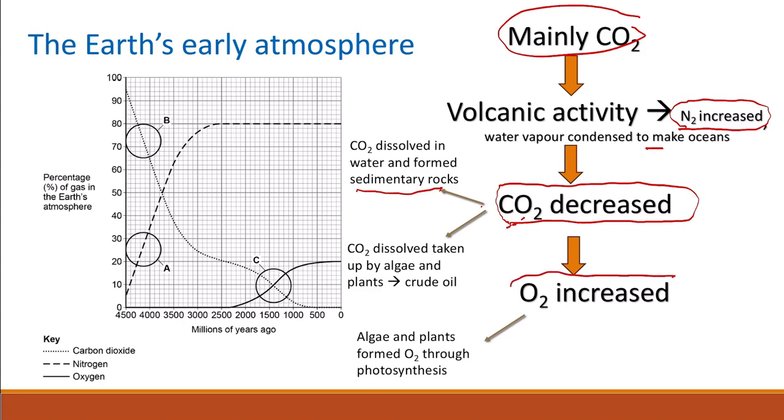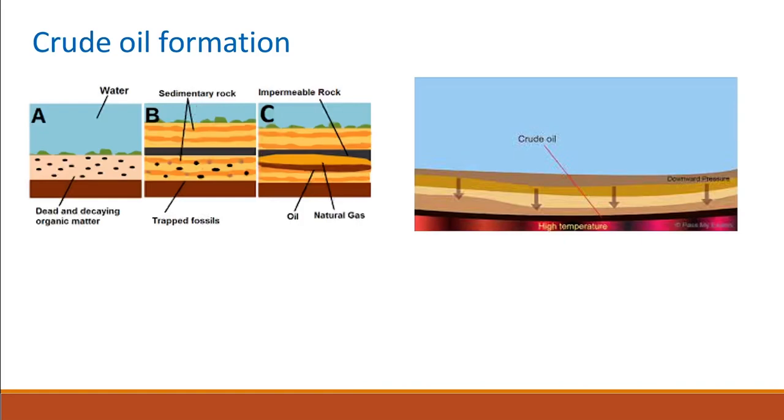Later on, the oxygen concentration started to increase, and this is because with the evolution of the plants and the algae, algae and plants started to take up carbon dioxide through photosynthesis and to produce oxygen. So the concentration of oxygen in air started to increase.